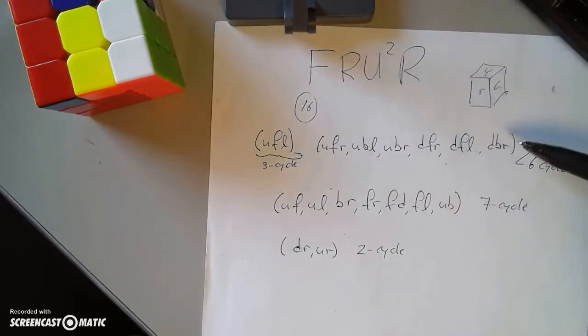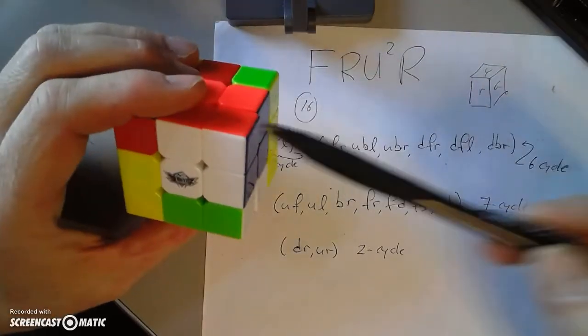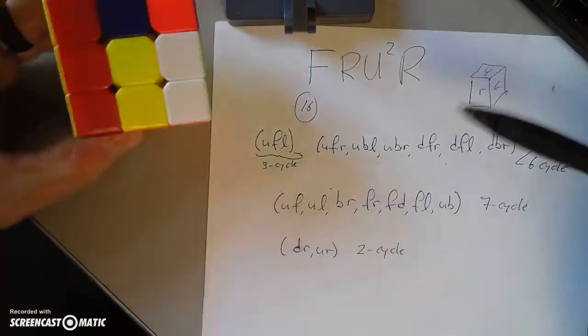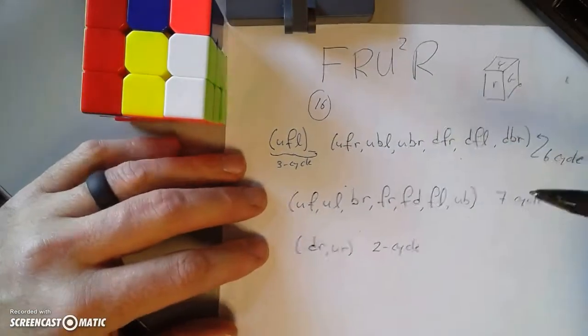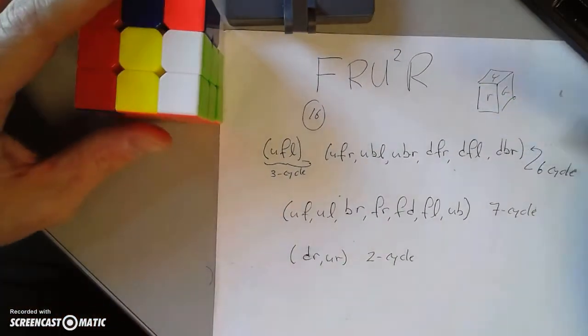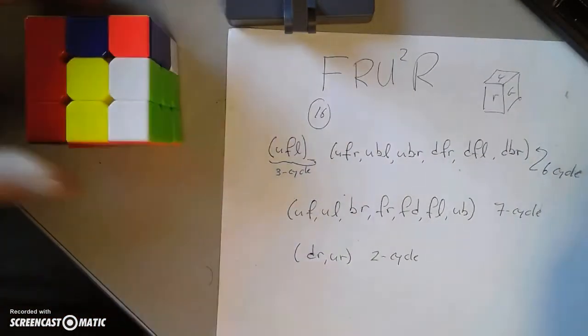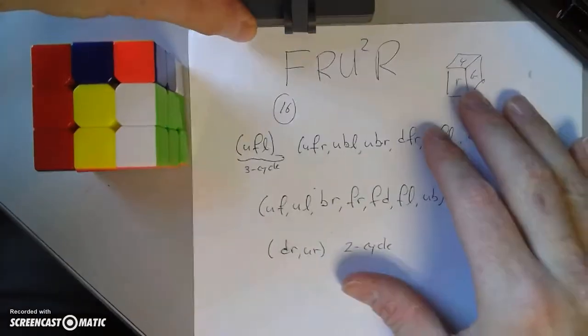Then I find these 6 corners are moved around. There's only 1 corner that's not moved or affected at all. And then I got a 7 cycle on edges with another 2 cycle on edges. So how do we have any faith in this? Well, the idea is we can do some experiments.